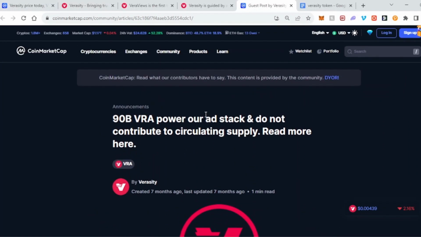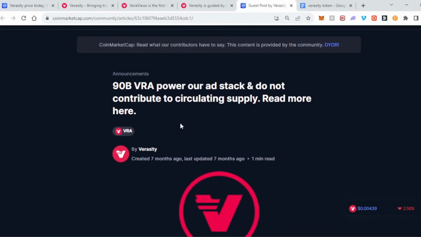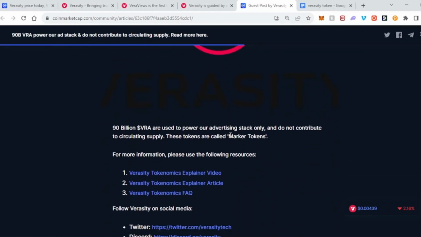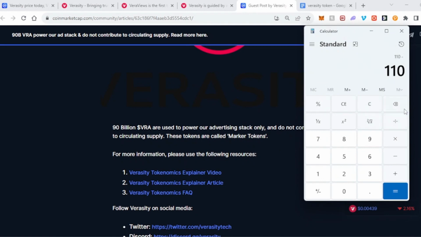As you can see, I'm on the article from the official Verasity here. If we scroll down a little bit further, 90 billion VRA are used to power our advertising stack only and do not contribute to circulating supply. These tokens are called marker tokens. So we do 110 minus 90, of course it's very easy, it'll be 20, but just for video purposes, you can see that the real total supply or max supply of Verasity is only 20 billion.